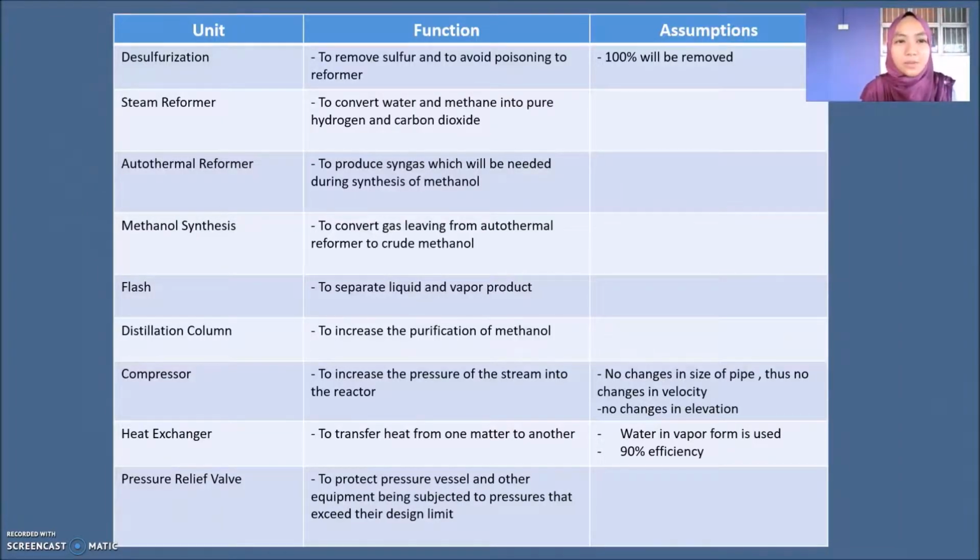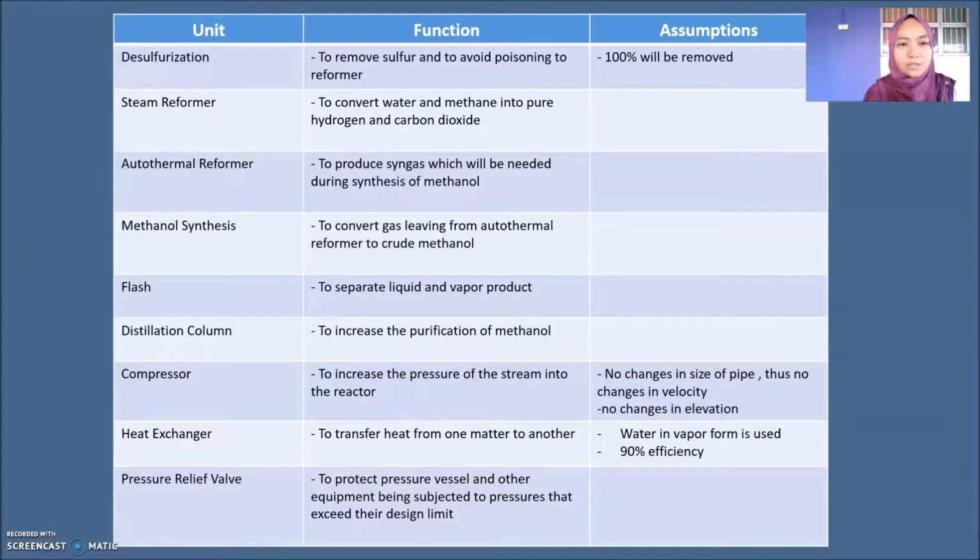This is the unit that we use in this methanol production. The first unit is desulfurization. Desulfurization is to remove sulfur and avoid poisoning of reformer. The assumption is 100% of the sulfur will be removed. The second unit is steam reformer. Steam reformer is to convert water and methane into pure hydrogen and carbon dioxide.